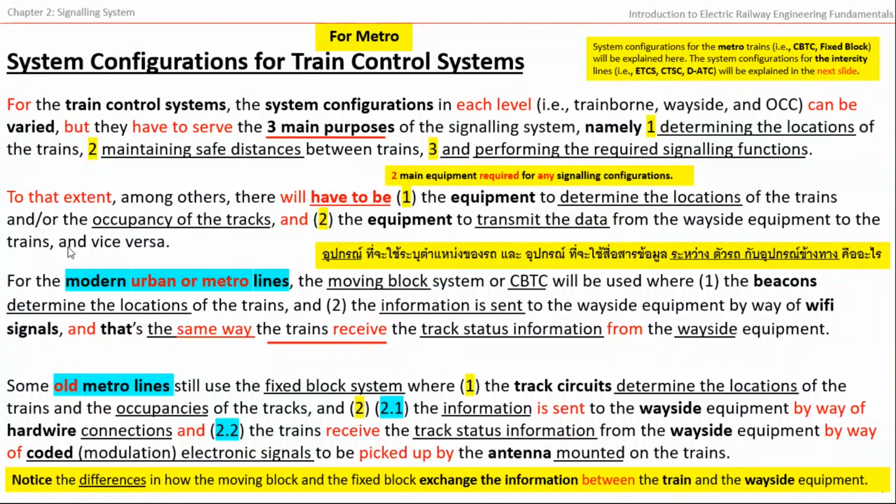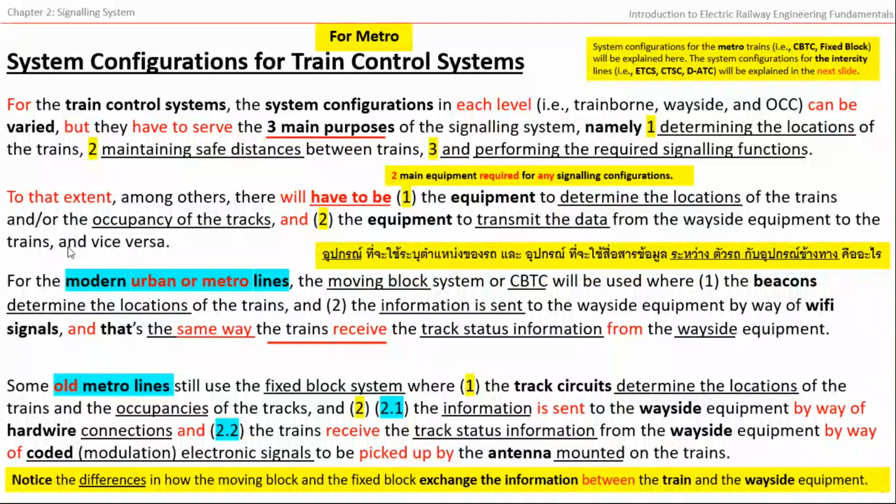So regardless of the signaling configuration, we do need these two equipment to determine the location of the trains and the equipment to transmit the data from the wayside equipment to the train and from the train to the wayside equipment.